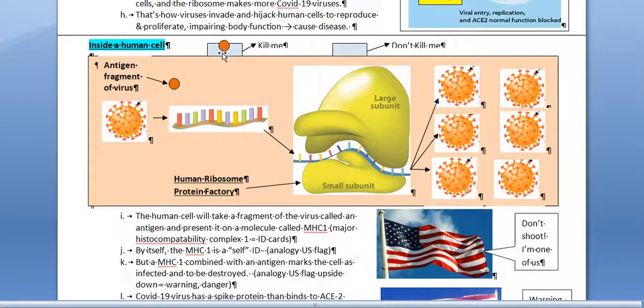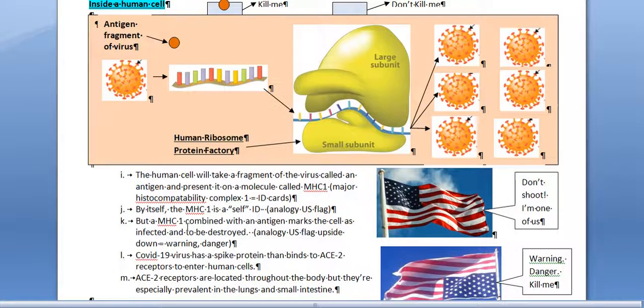Now normally, major histocompatibility complex type 1 by itself is an ID. This is like your ID badge. It's like, hey, it's me, I'm one of you, don't kill me. This IDs as self. An analogy can be like a U.S. flag in a war. You wave the U.S. flag, hey, don't shoot me, I'm one of the good guys here, I'm one of us.